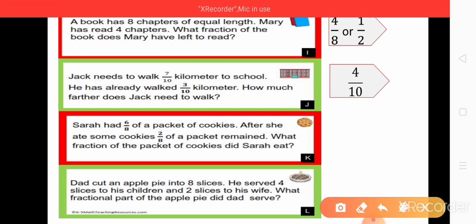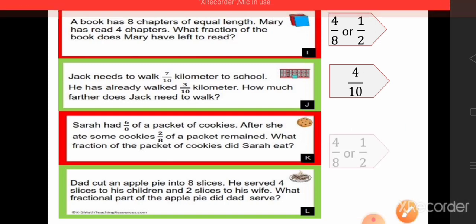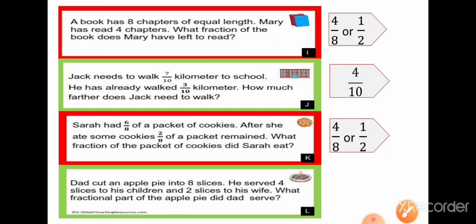So, isubtract natin siya. 6 over 8 minus 2 over 8. Then, since similar fraction ulit, 6 minus 2 will give you 4. Then, copy the denominator, which is 8. So, same siya sa first problem, which is 4 over 8 ang sagot, or pwedeng 1/2. Next, 8 slices yung apple pie. Si Dad, nag-serve siya ng 4 para sa kanyang mga anak and 2 para sa kanyang asawa.